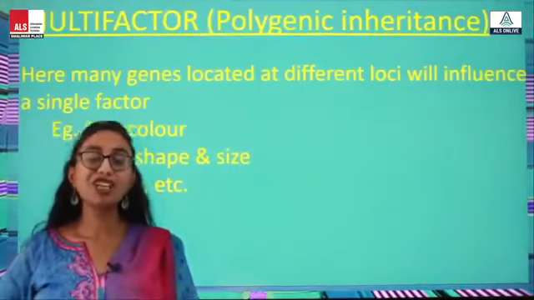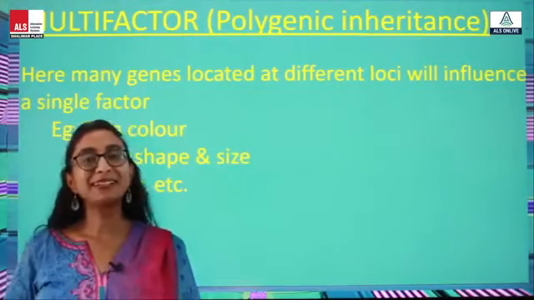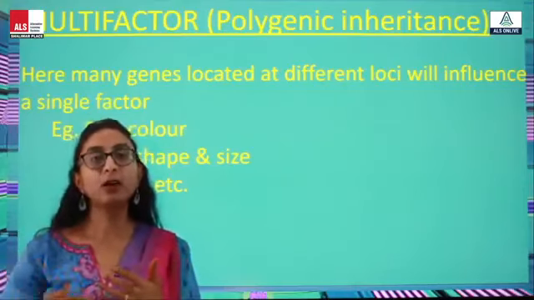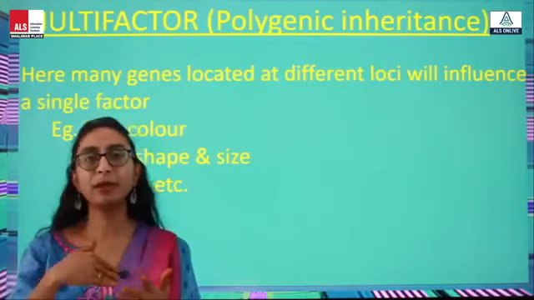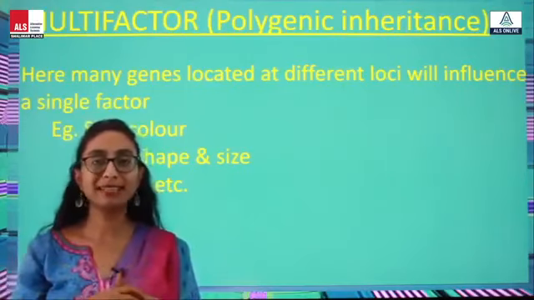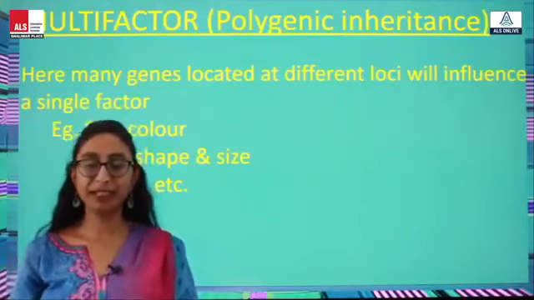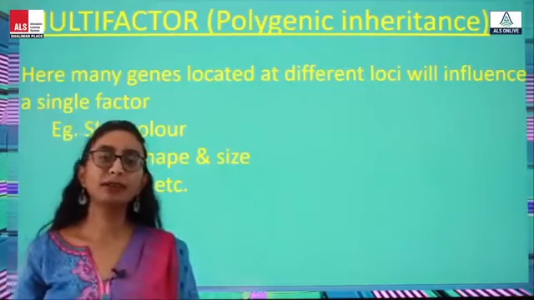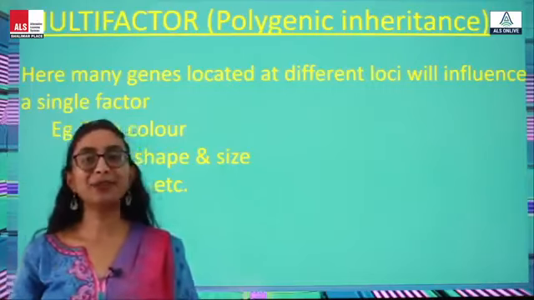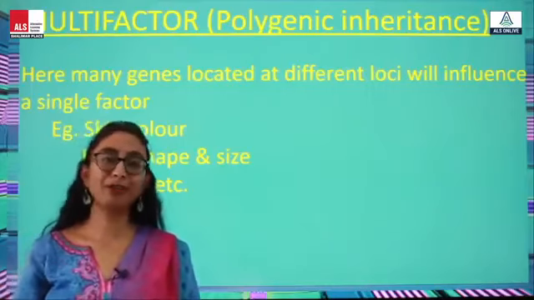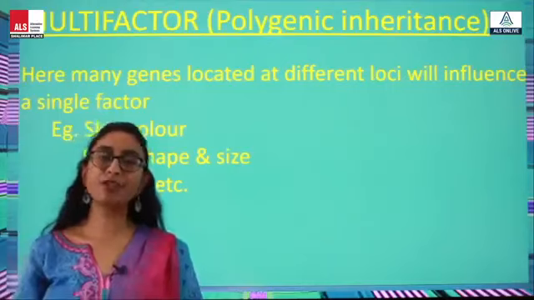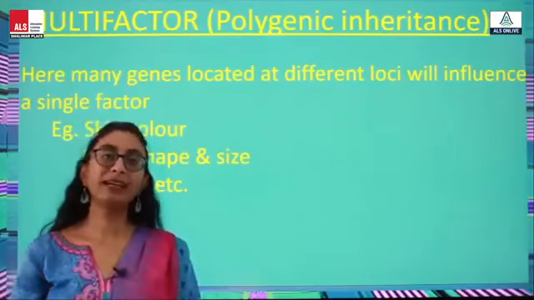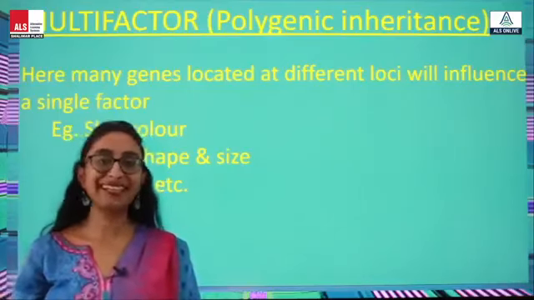Then body shape and size also. So many times you can find one parent will be very tall, very bulky, and the other parent will be very lean, very slim. Still the children will have different body shapes and sizes. That is also because of polygenic inheritance, and even height also. Many times you can find one parent will be very tall. Suppose a man is 6 feet tall and he marries a woman of 5.4 or 5.5 feet. Still you can see that some of their children will be very tall, some of them will be very short, some of them will be in between height, isn't it? That is again because of polygenic inheritance.